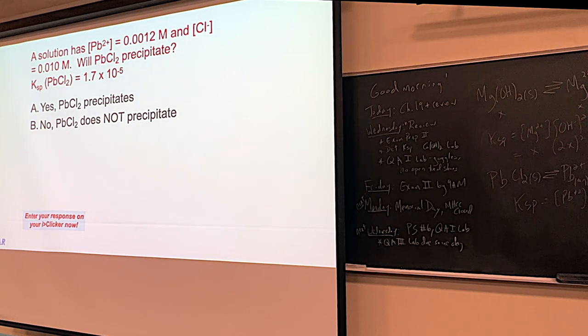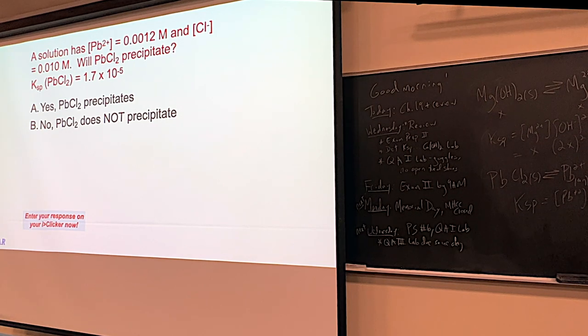And whatever you get out, compare that Q to K. If Q is less than KSP, no solid forms. If Q is greater than KSP, then you do see a solid. Now this number is not very big, so it's going to be relatively easy to see a solid. But that being said, these solutions aren't super concentrated either, so it's a little bit more vague here.